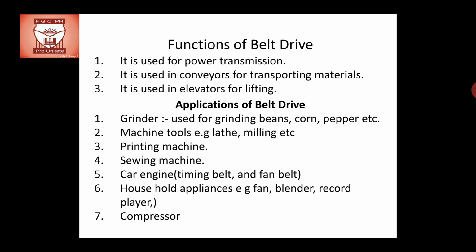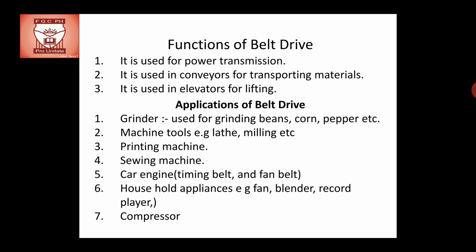Now, what are the functions of this belt drive? 1. It is used for power and motion transmission. 2. It is used in conveyors for transporting materials. This one can be seen in most industries where you have different stages of production, from filling to cooking to labeling and then packing. To move these goods from one stage to the other, you use conveyors, and they're using belt drive to transport these goods to different stages. Then number 3, it is used in elevators for lifting things.